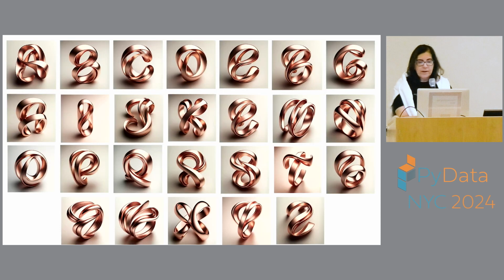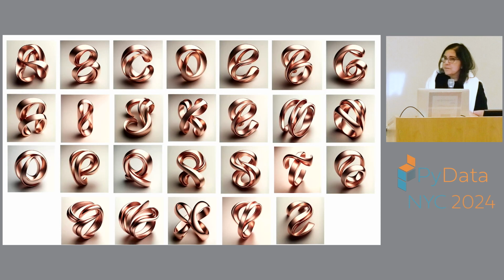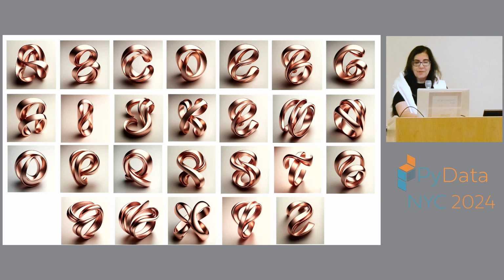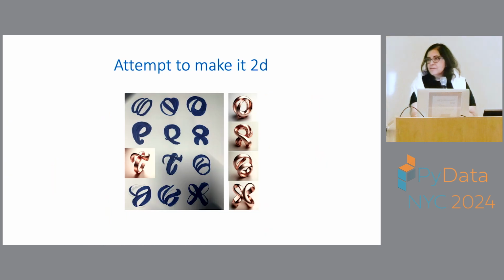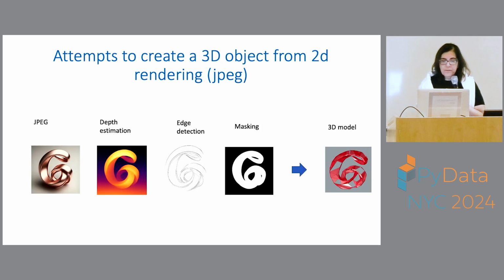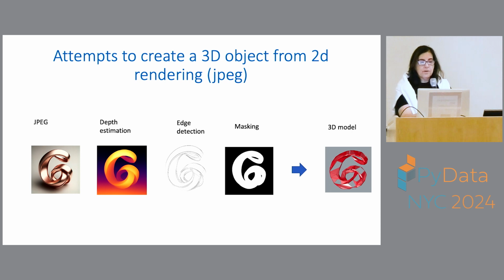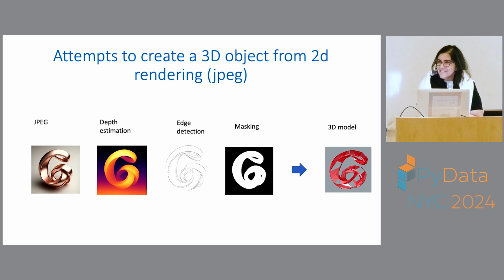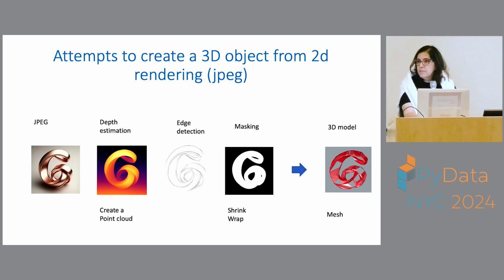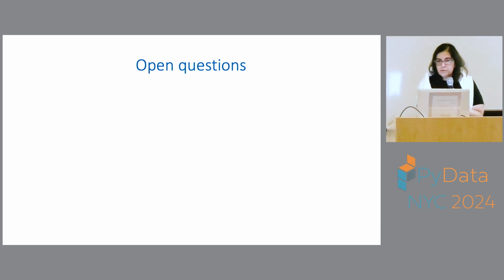And so I said, okay, great. I have all these gorgeous looking things, but they're JPEGs and not 3D models. So how do I go to a 3D model, or how do I just make a typeface from it? So I created a path where I have the JPEGs, I look at depth estimation from these fake images, and using edge detection, masking, I create the 3D model. I do this in Rhino, generate the point cloud, shrink wrap it, and then create the mesh.